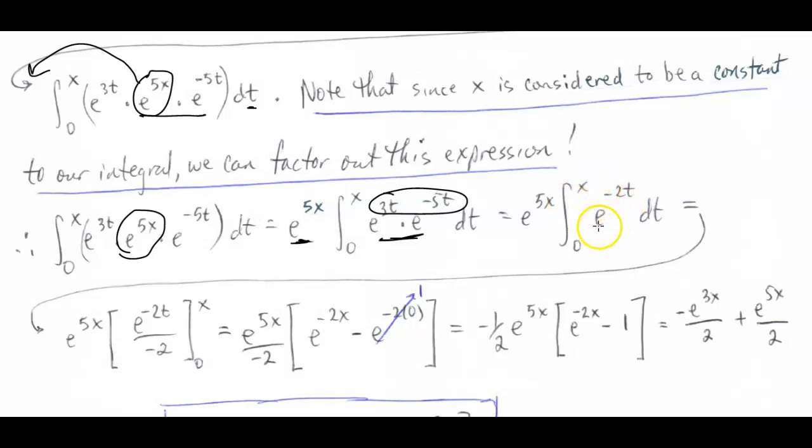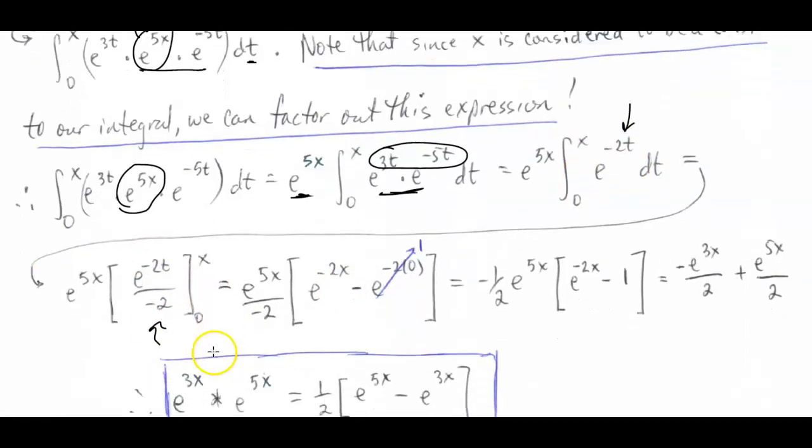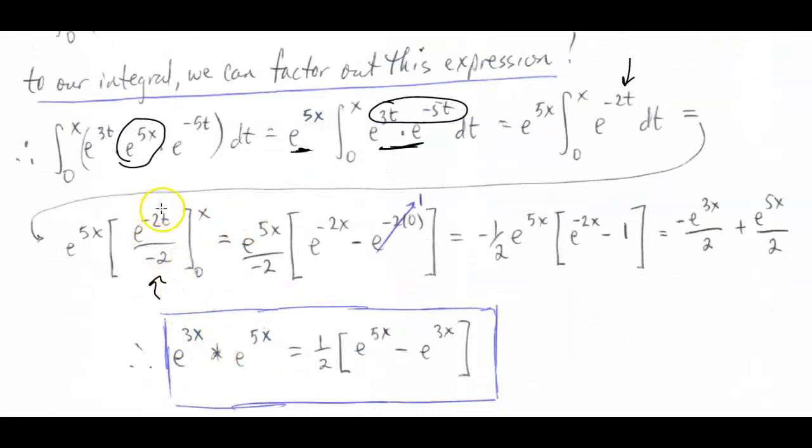And then at this point, this is just basic Cal A. We take the antiderivative of e raised to the negative 2t. We use the substitution rule, and we're going to get e raised to the negative 2t divided by 2. And then using the net change theorem, we plug in x everywhere where we see t first, minus plug in 0 everywhere where we see t. And of course, for the second term, that ends up being 1.